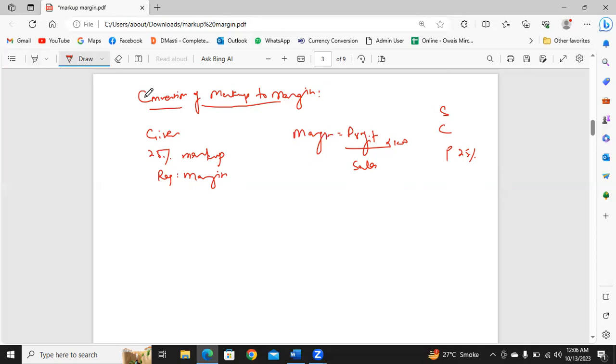Currently it is a 25% markup. You have to convert from markup to margin. Currently it is a markup, so cost will be 100%, and selling price will be 125%.